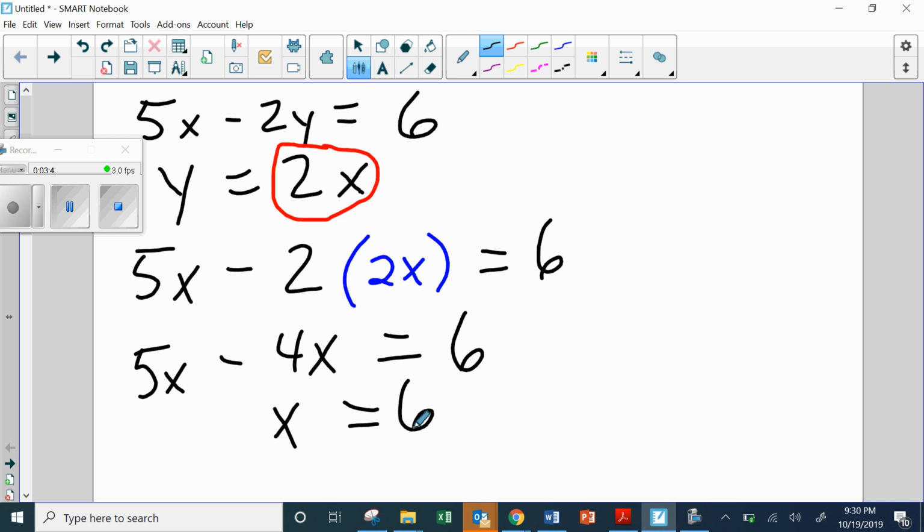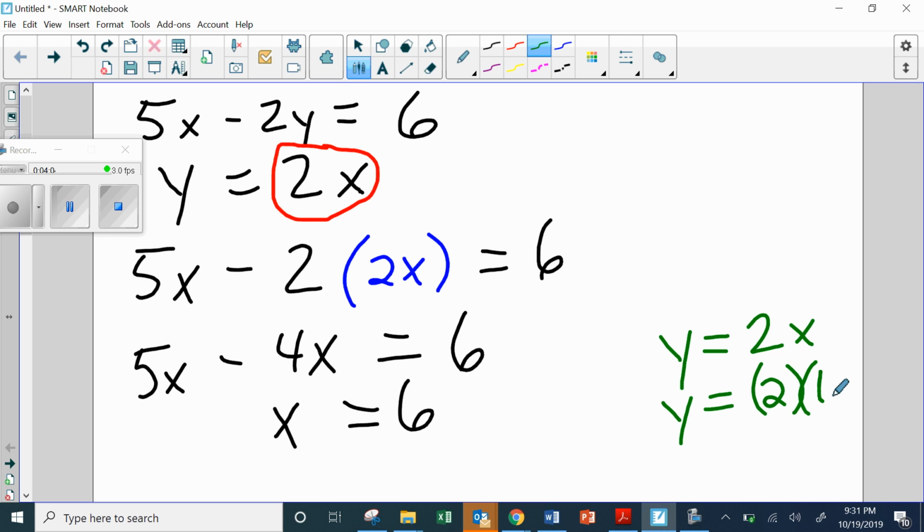Well, if x equals 6, then I need to find out what y would equal, so I'm going to change to a different color. I know y equals 2x, right? It says that in the second equation. So y equals 2x. Well, if x equals 6, then y must equal 2 times 6. So y must equal 12.